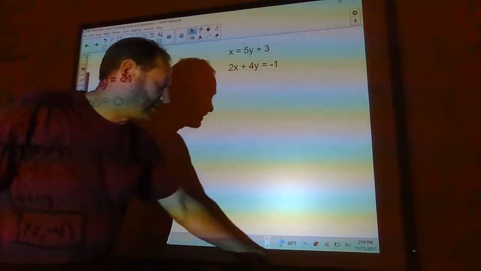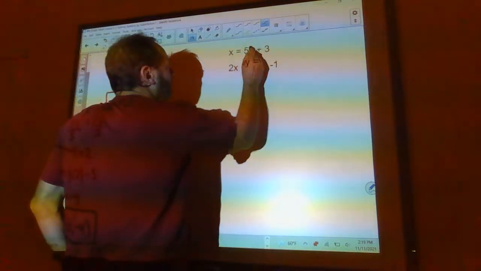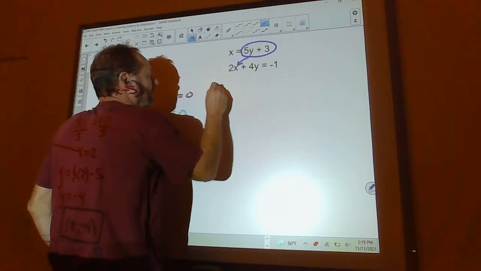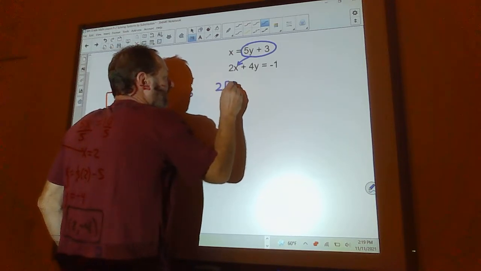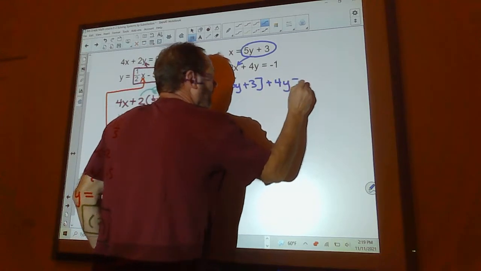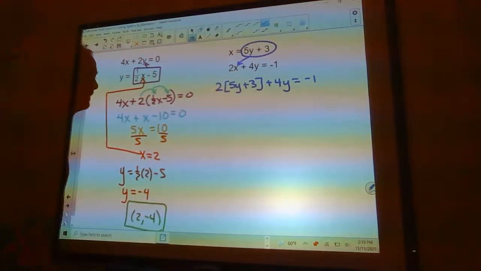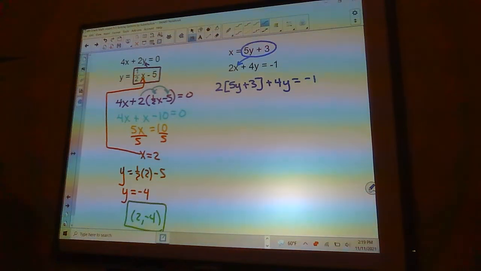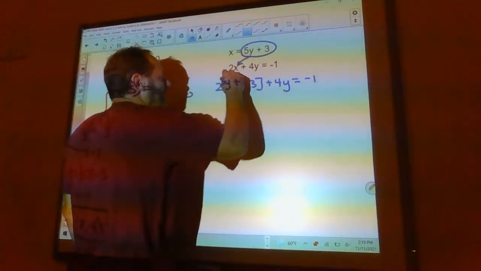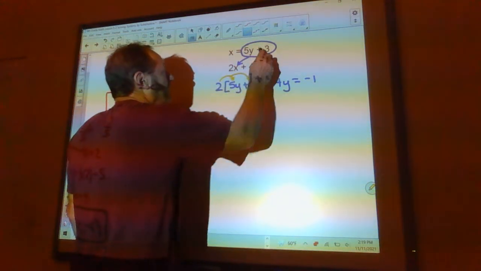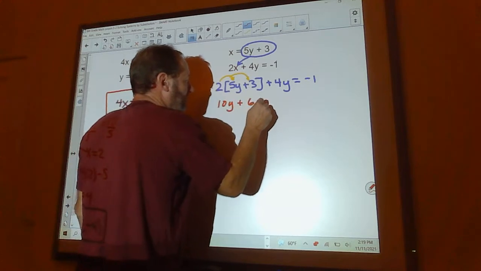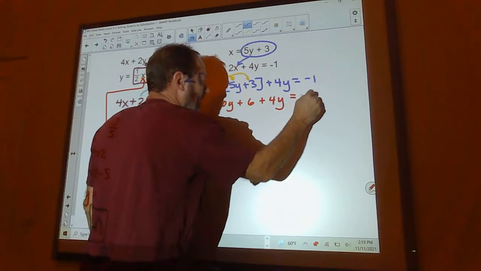So let's look at this one over here. Now this one, x is equal to this stuff. So I can substitute that in here, and I get 2 times 5y plus 3, plus 4y is negative 1. Now I'm down to one variable. It's the y this time I'm going to find first, but that doesn't matter. Okay, so we're going to distribute the 2 in there, and I'm going to get 10y plus 6 plus 4y is negative 1.